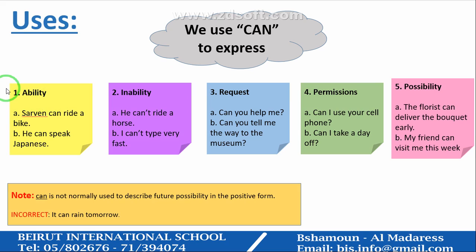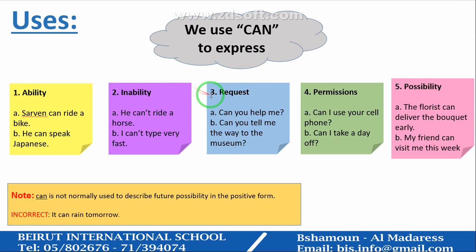Thus, what is he or she able to do? The second one, we are showing the inability. Thus, what someone is not able to do. So, he can't ride a horse. I can't type very fast. So all what they did here between the ability and the inability is changing from can into can't. Since here we are showing what we can do and here we're showing what we can't do.